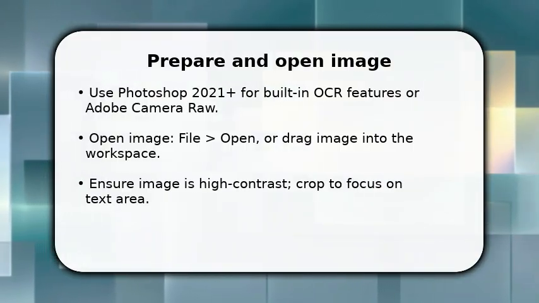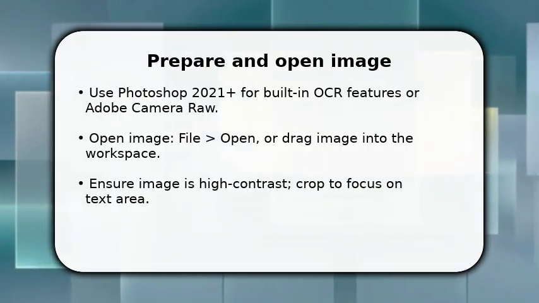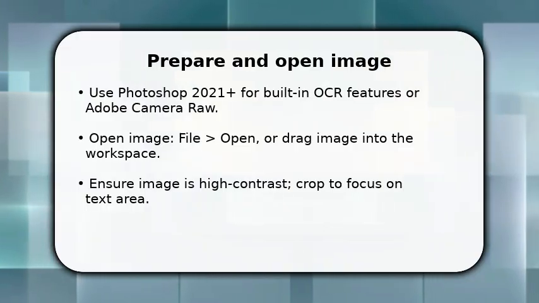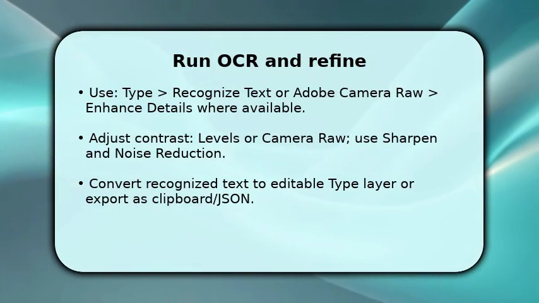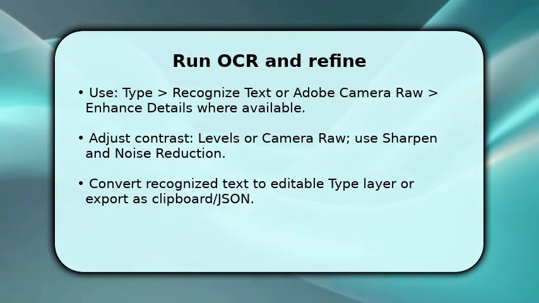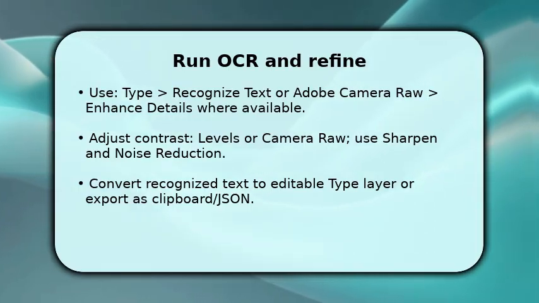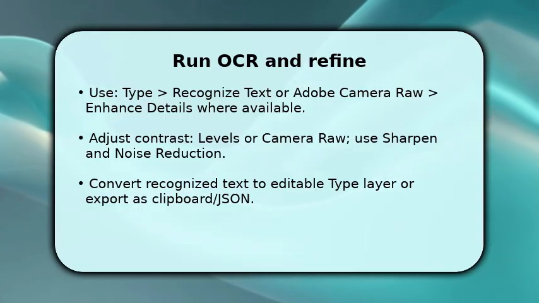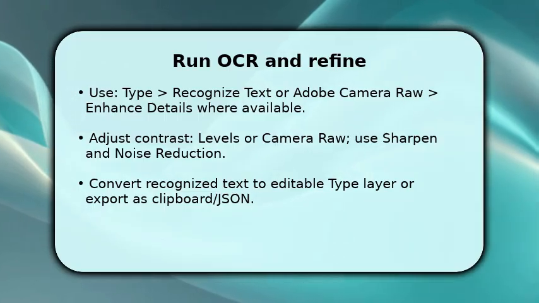This preserves the original. You do this because OCR works best with clear contrast and minimal distortion, and having a duplicate layer lets you try adjustments non-destructively. You run the recognition tool now, use Type Recognize Text, or send the image through Adobe Camera Raw's OCR pipeline when available. Make sure to adjust contrast and clarity first. Levels, sharpen, and noise reduction help the algorithm read characters.